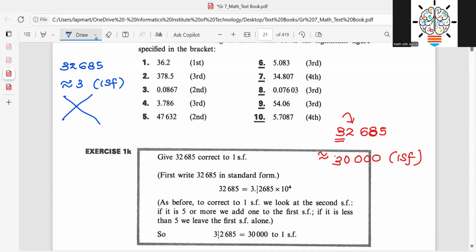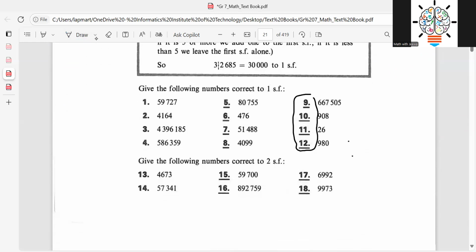So you can write the whole box example and then you can write this version which I have written in blue color. So that is the wrong concept you have, right? So that is all about the significant figure.